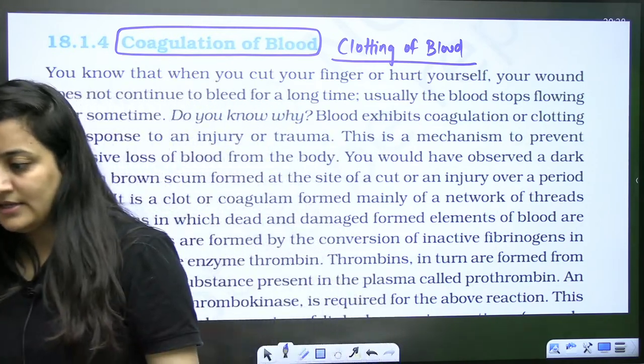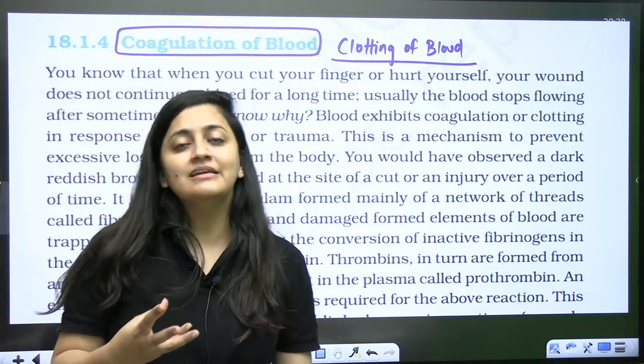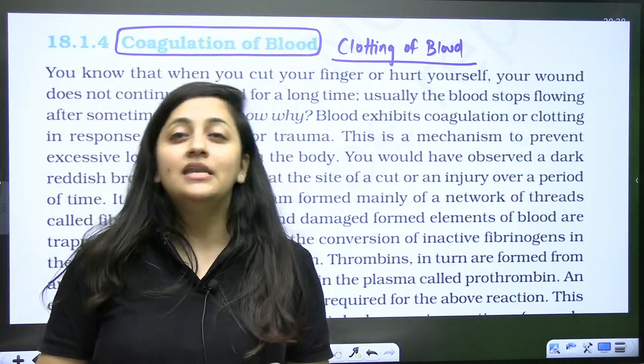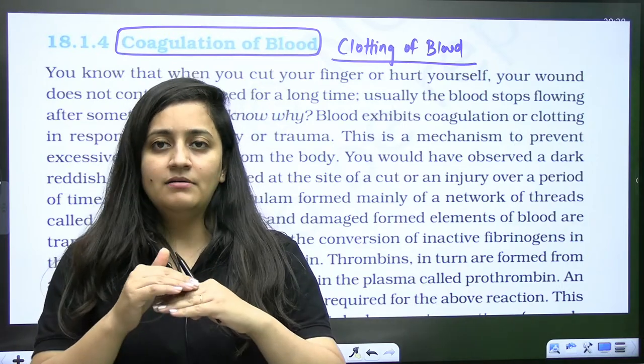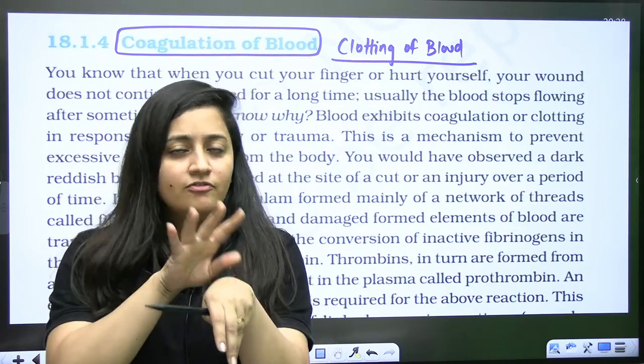Like in our graduation, it used to be an experiment to check the clotting time. So when you talk about the bleeding time, as I said, it is near about 1 to 3 minutes, and the clotting time is near about 2 to 6 minutes. Like my clotting time was near about 6 minutes, that after 5 minutes my blood will start clotting. So till then, obviously blood flow will be there.